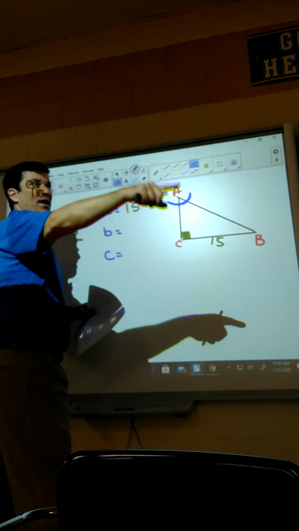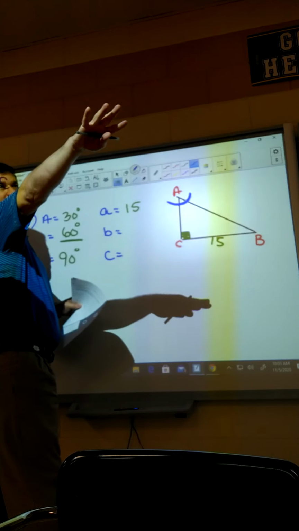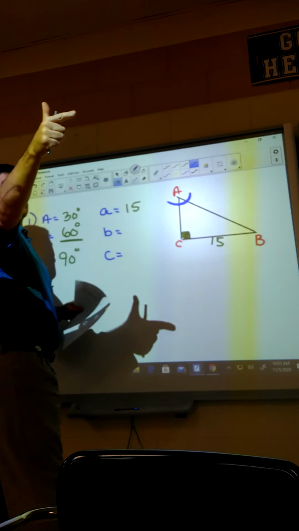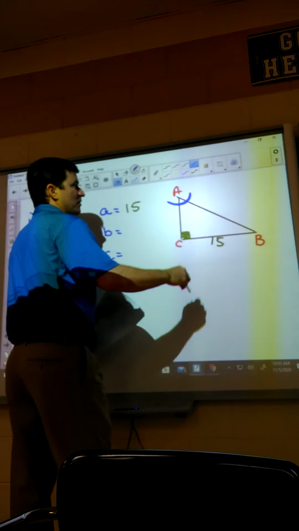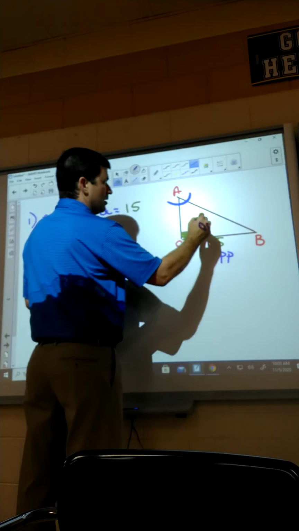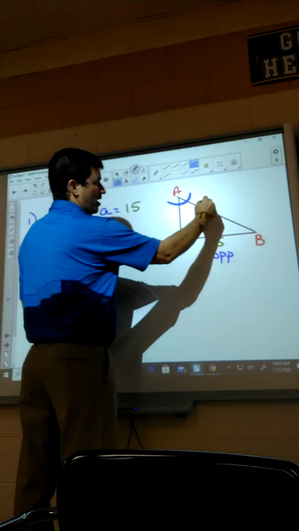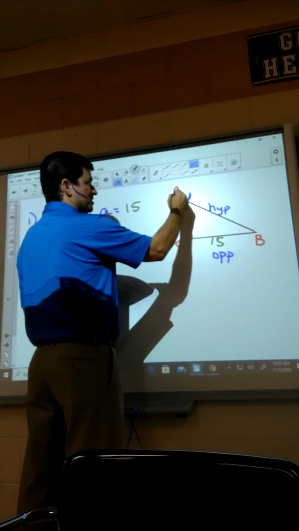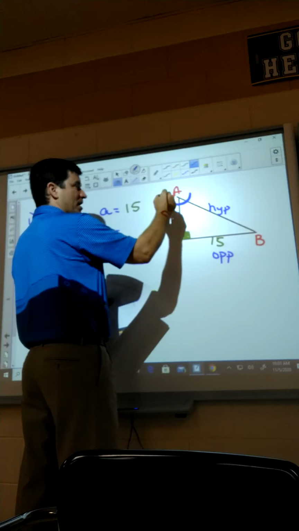All right, Ashley, we got 3 words up in our formulas. We got an opposite side, hypotenuse, and adjacent. Okay, the opposite side is always across from angle A. The hypotenuse is always across from the right angle every time, and the adjacent side is the other side that's right beside angle A.